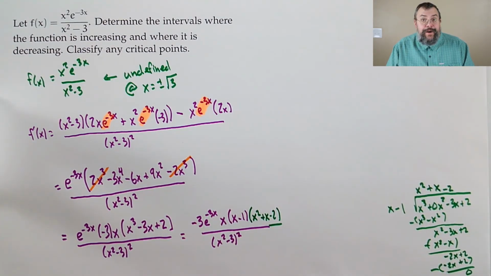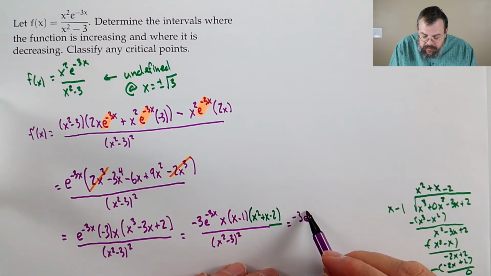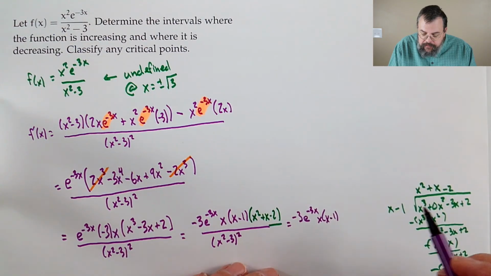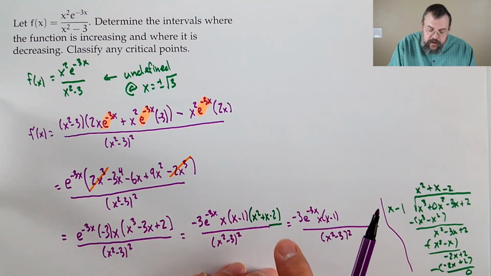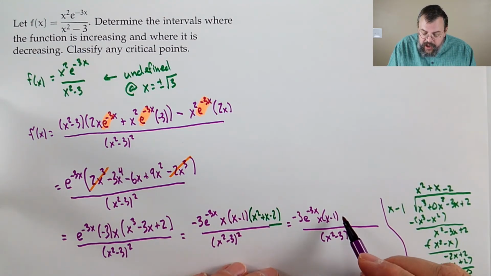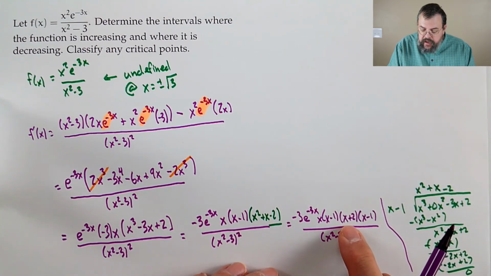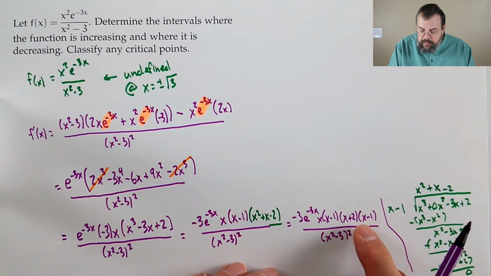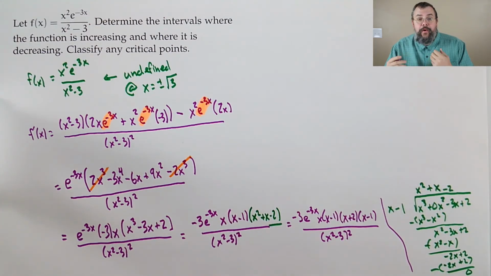And now we're like, all right, good. We're back to quadratics. We're back to something we feel comfortable with. And can we factor? I think we can. Minus 3 e to the minus 3x, x minus 1. So what are we looking for? Well, we're looking for two numbers that multiply to get negative 2, add to give positive 1. And I think two numbers that do that are x plus 2 and x minus 1. We can check x squared, good. Then minus x plus 2x, and then minus 2. All right, good.